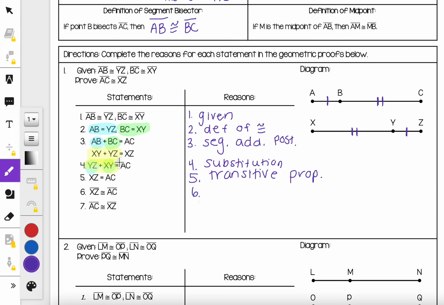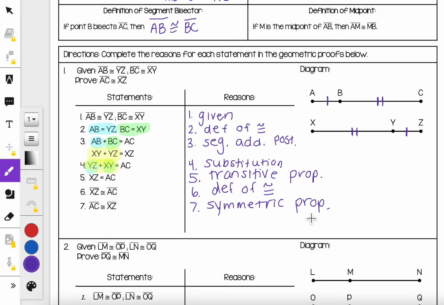Okay. Now, if I look at my proof, my proof is back into that congruence symbol notation. So I'm going to have to go back to that congruence symbol notation, right? So if the measure of segment XZ equals the measure of segment AC, then I know segment XZ is congruent to segment AC using the definition of congruence. And then finally, I can use the symmetric property to flip my congruence statements there. So that's my symmetric property, okay?